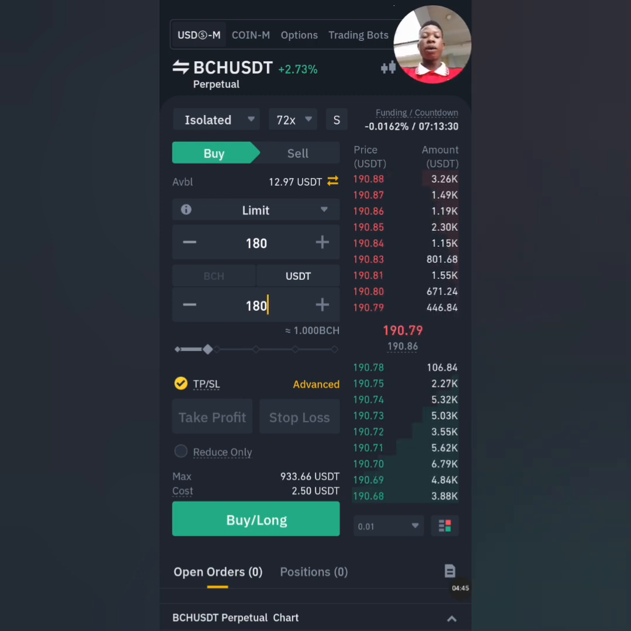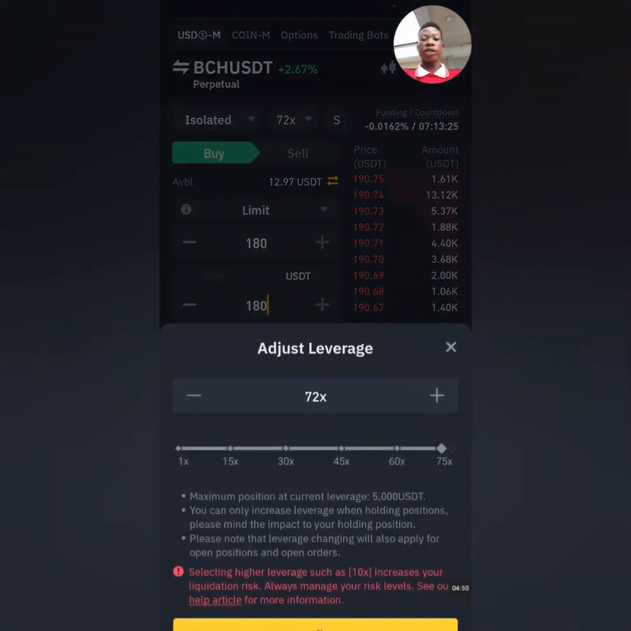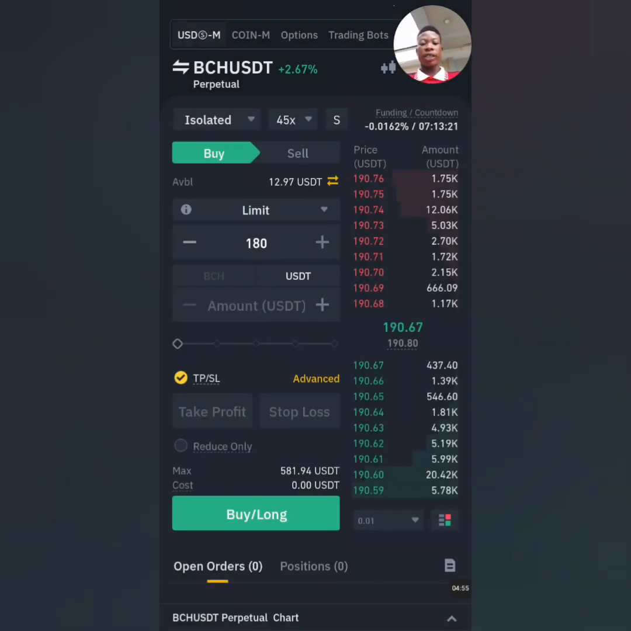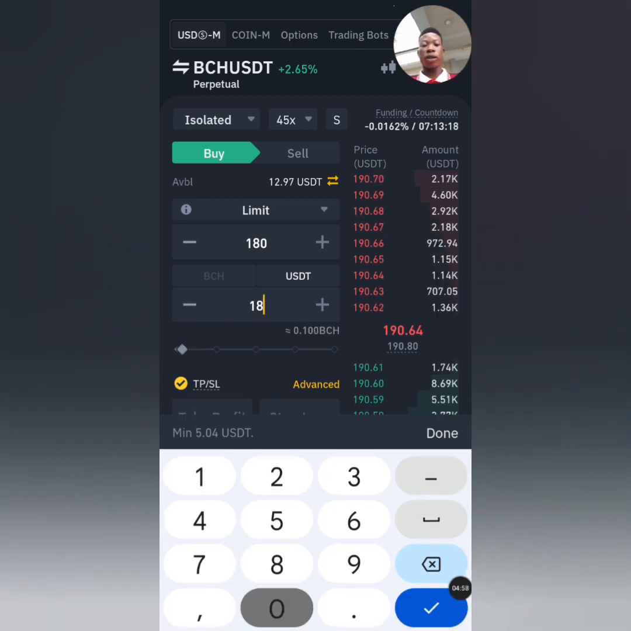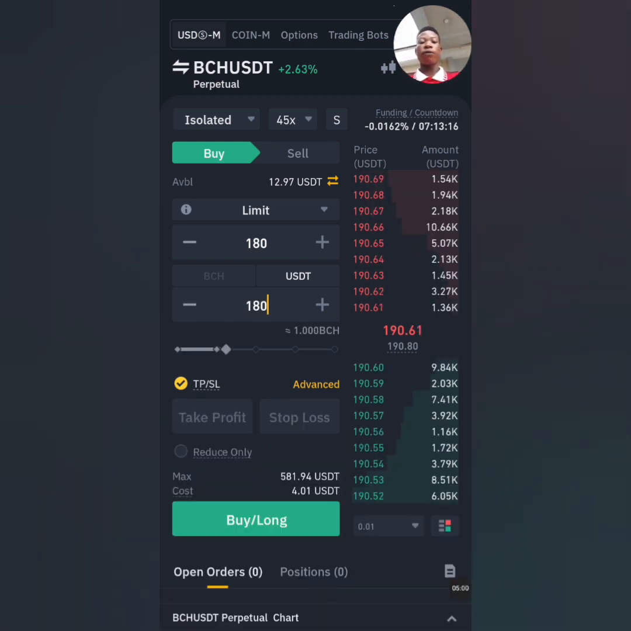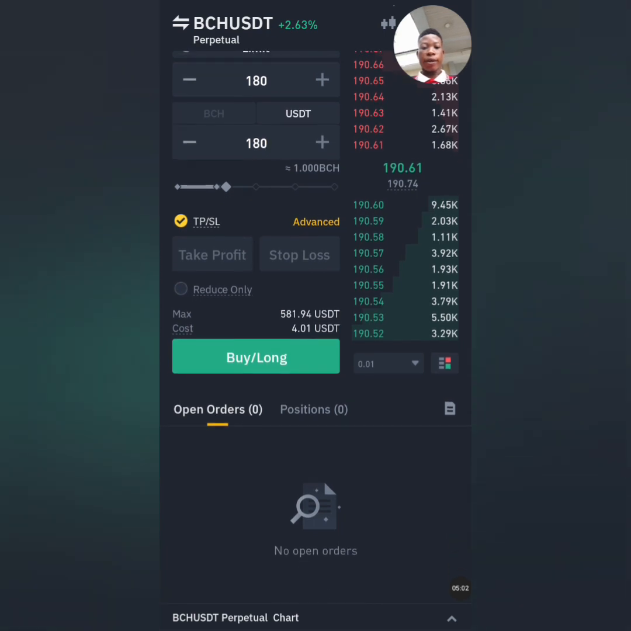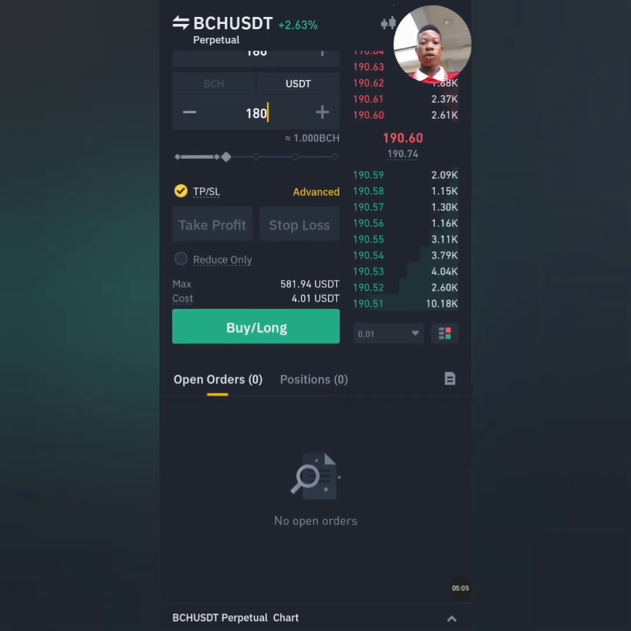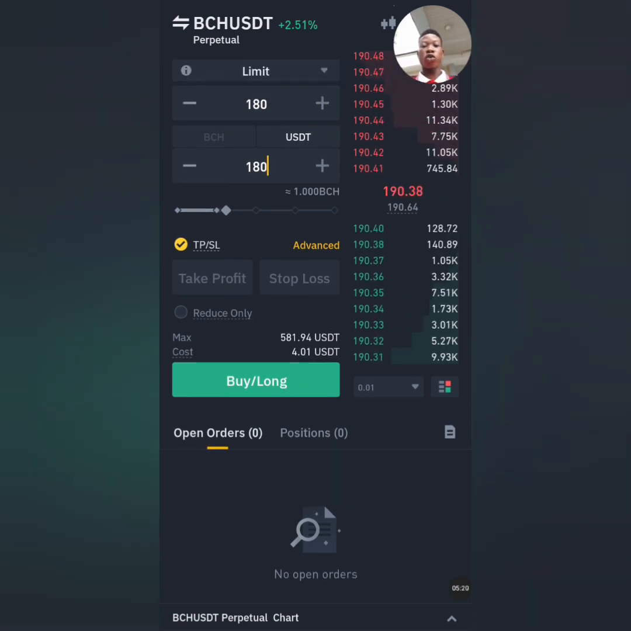You may want to risk like $5 from this trade, and then you want to come here and adjust your leverage. Let's call it, you're taking a leverage of 45. Let's check 45 and see our initial margin. So you want to buy one single Bitcoin Cash. You can see where you have reduce only, and then you see a cost of 581.94 USDT, and a cost of 4.01 USDT. So this cost is the initial margin you have in USDT that is going to hold your position.